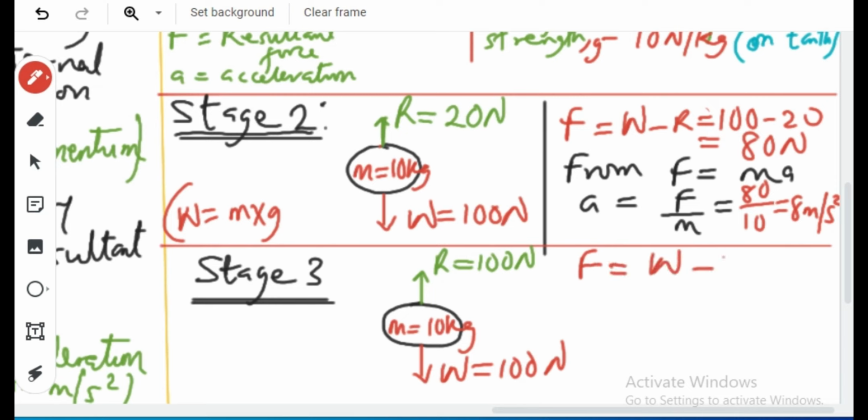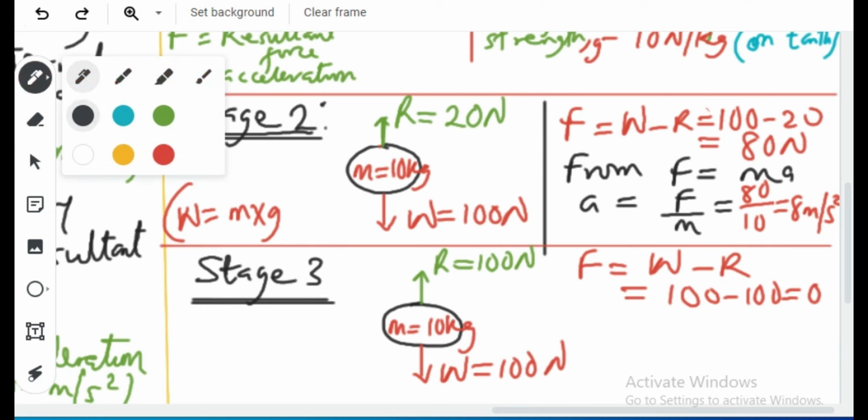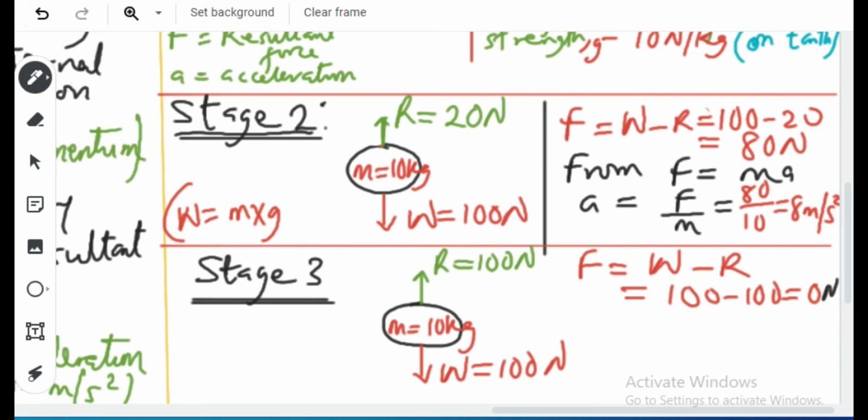What's the resultant force? W minus air resistance, which gives us 100 minus 100, which is 0 Newton. The resultant force is 0 Newton. Do you agree? Let's find the acceleration.